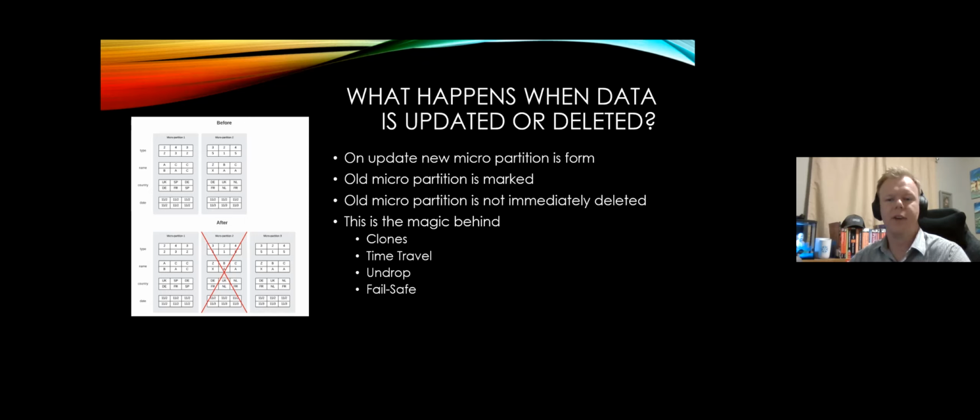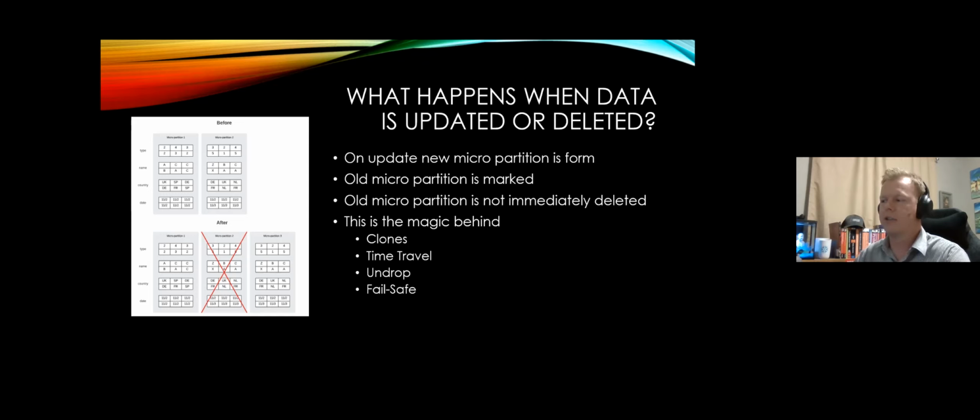Time travel allows you to do that because you just put it in the where clause. You say where data at, you can put your timestamp, or where data before such and such query ID. And that makes it really cool because what's happening is Snowflake is saying, oh, okay, for that table at such and such date, which micro partitions was it pointing at? And that's how you're able to go back in time.